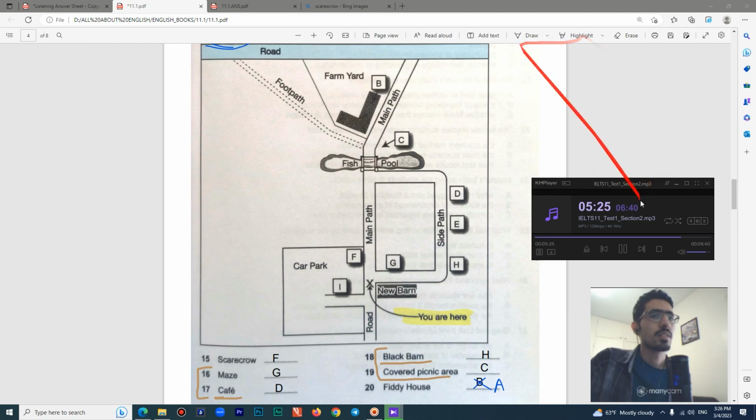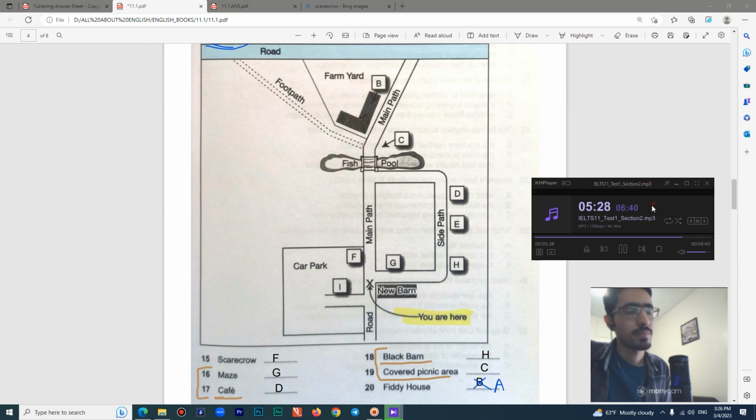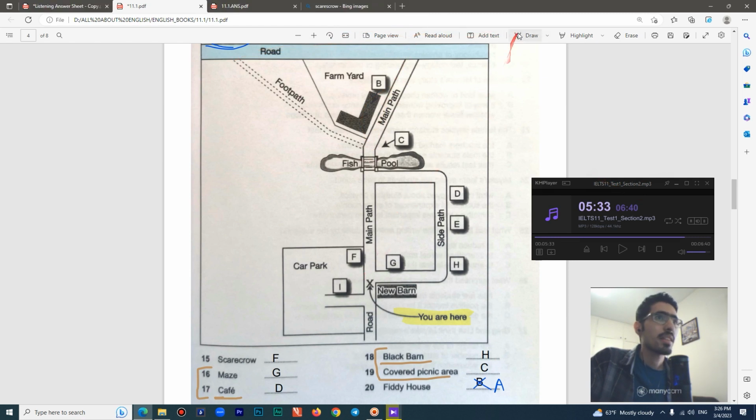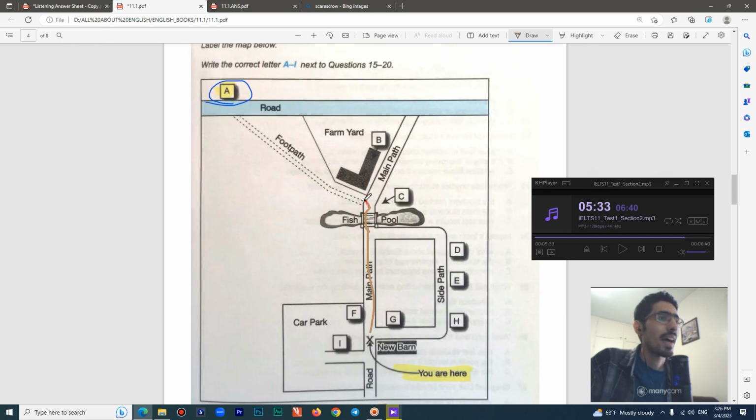And the last thing to mention is Fiddy House itself. From here you can cross the bridge, then walk along the footpath. Cross the bridge. Okay, so that's the first thing. You go here, main path. You go here, you cross the bridge, and then walk along the footpath.